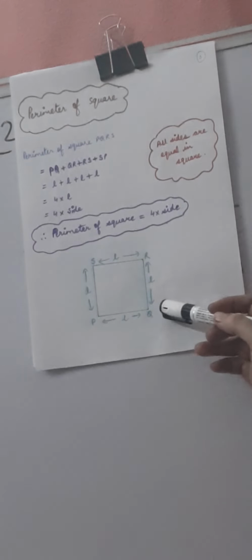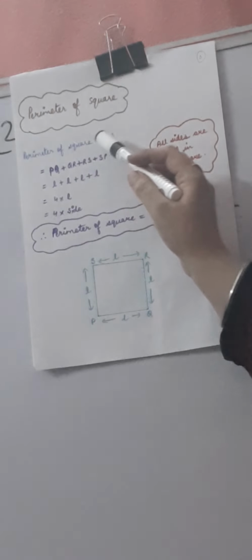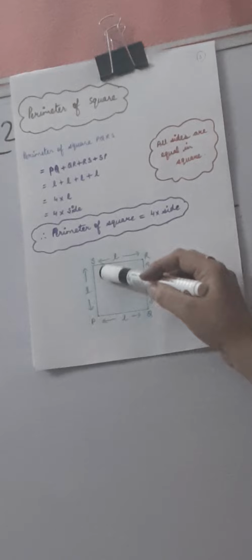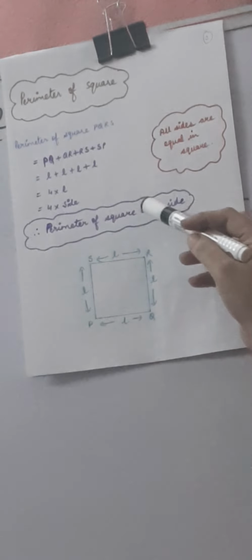Now students, perimeter of a square. We know that in a square all sides are equal, that means all sides are of length L. So the perimeter of square PQRS is the boundary of a closed figure, that means PQ plus QR plus RS plus SP. They all are of the same length, and I have denoted it by small l. So L plus L plus L plus L, and the coefficient of each is 1. So 1 plus 1 plus 1 plus 1 is 4L. So 4L means 4 multiplied by side. Therefore, perimeter of a square is 4 into side.